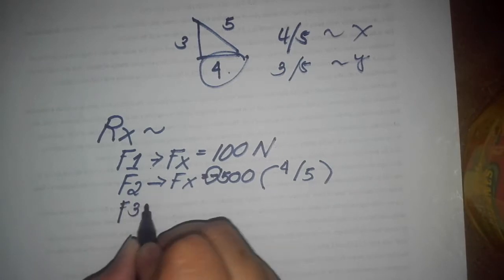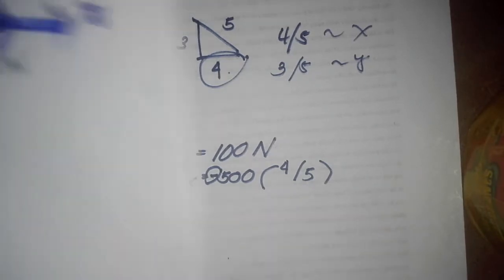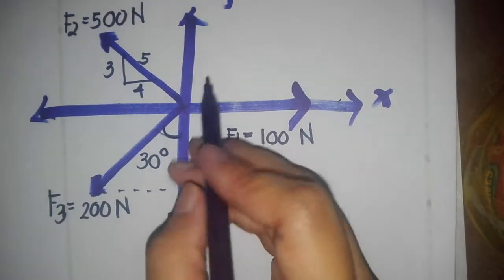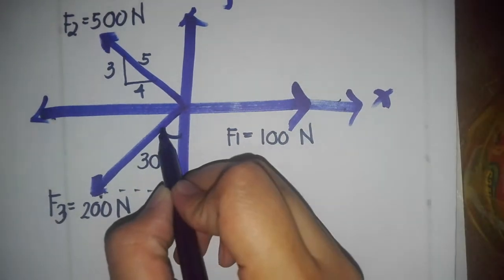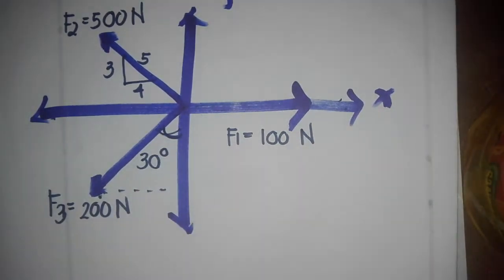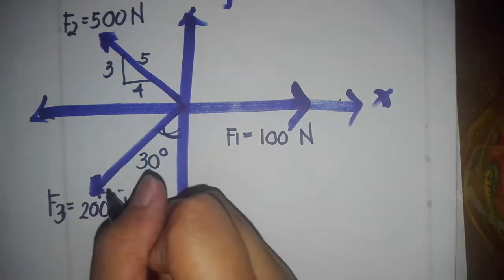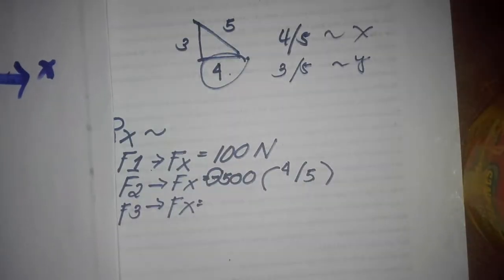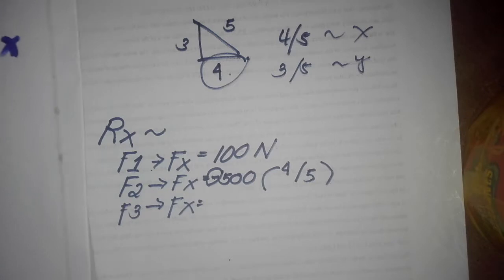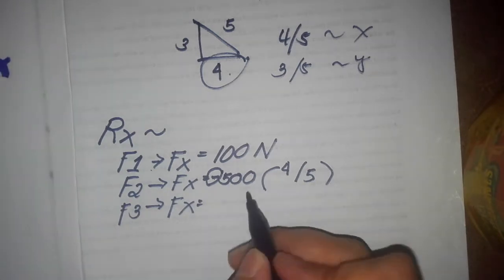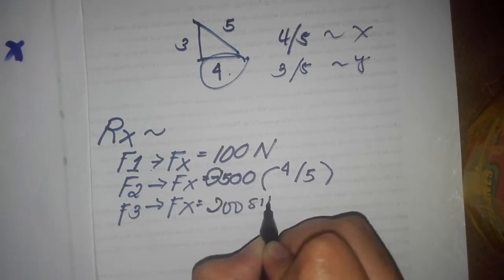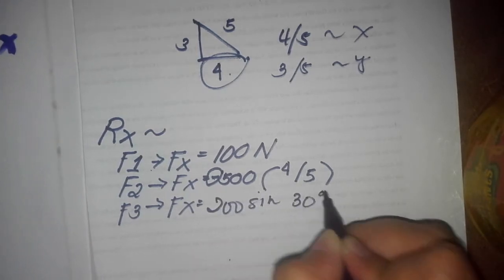Next is the third force. Here we need the value of Fx. We have the value of the hypotenuse and the angle. Therefore, we need the opposite since it is the Rx of force 3. By using the basic trigonometric function sine, we can compute for Rx by 200 sine 30 degrees.